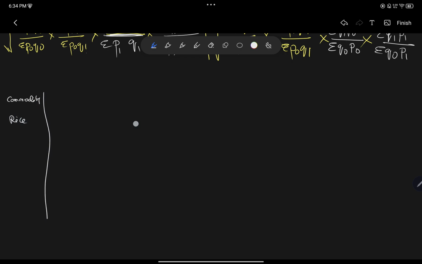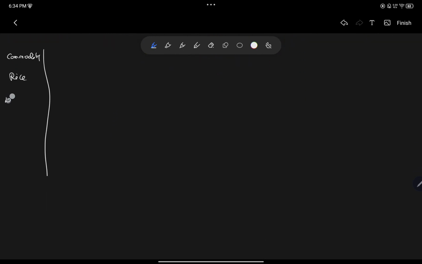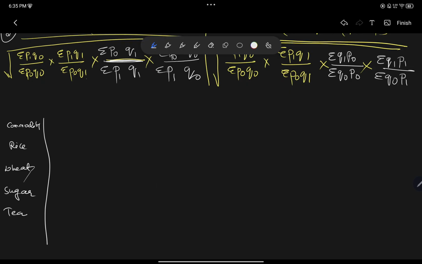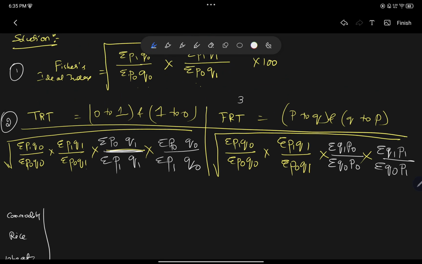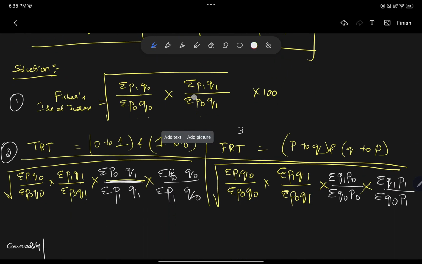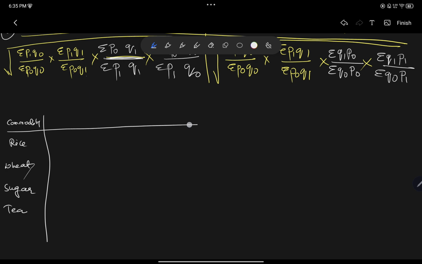Rice, wheat, sugar, tea. Okay. Next, we need to see the price in 2024, 2025, right? So what we will do?